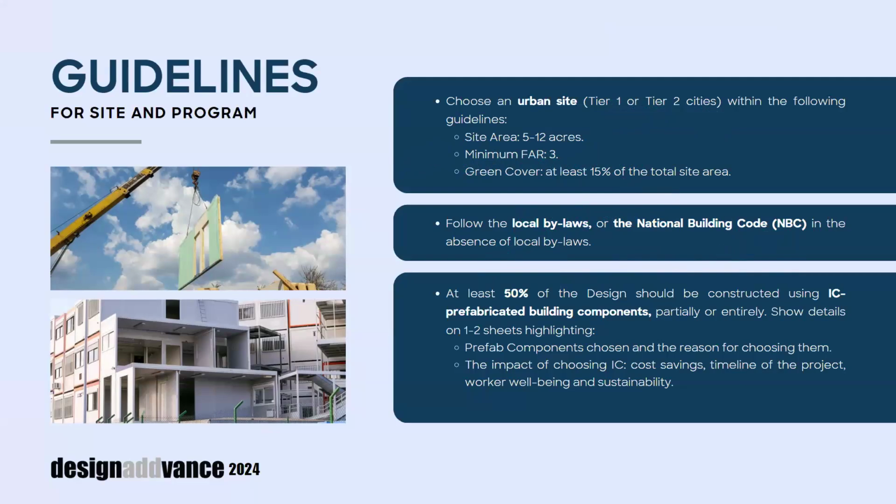One more thing, it is a very essential part of the guidelines that at least 50% of your design should be constructed using IC prefabricated building components, partially or entirely. And you can show these details on 1 to 2 sheets, highlighting the prefabricated components and which elements you've chosen to use and why you've chosen them.